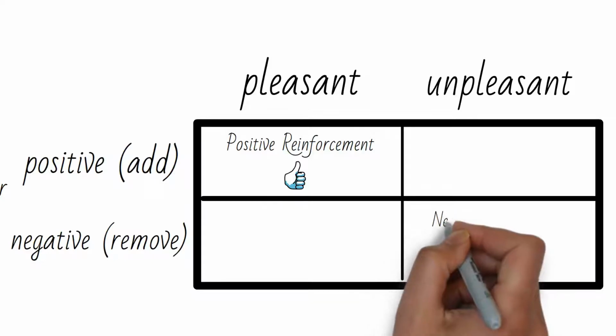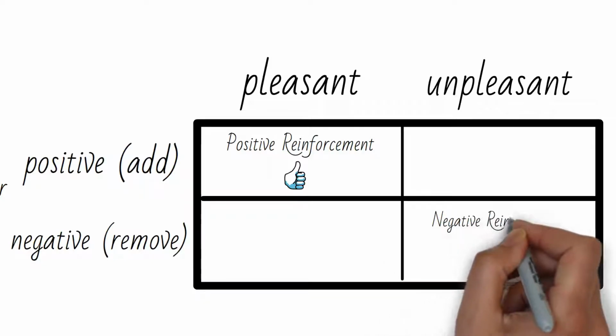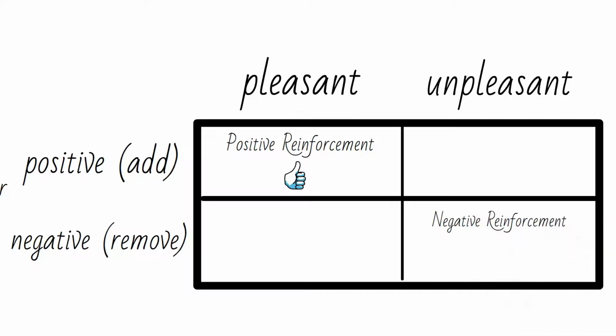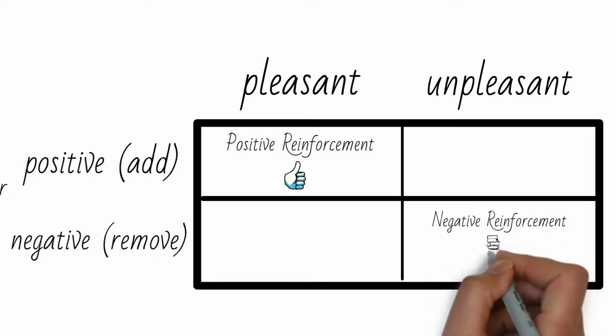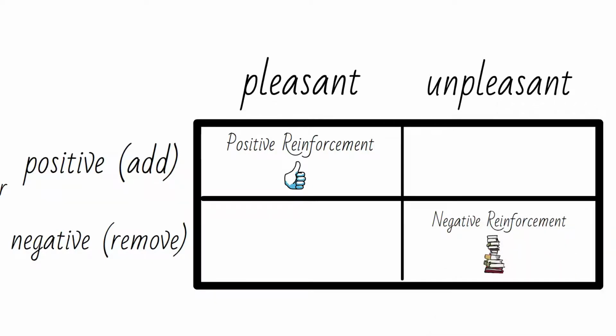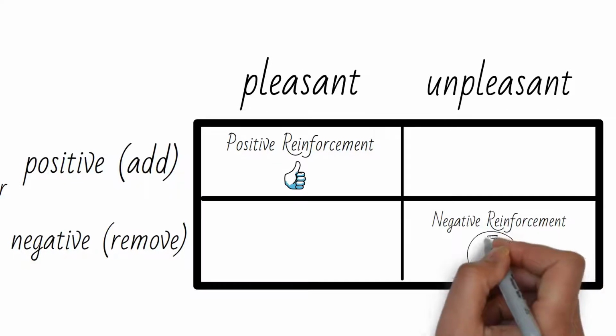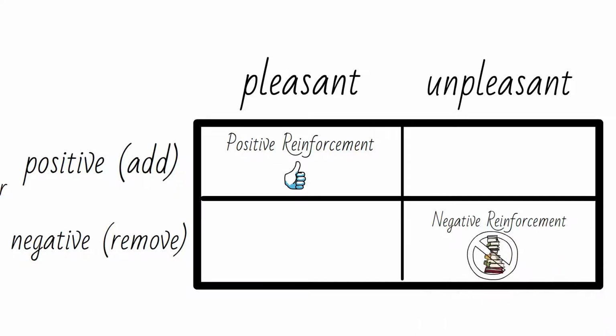When you remove something negative, that becomes a negative reinforcement. For example, if you make an A on a test and have your homework for that week removed, then that will increase the likelihood you will study hard and make an A for the next test as well.